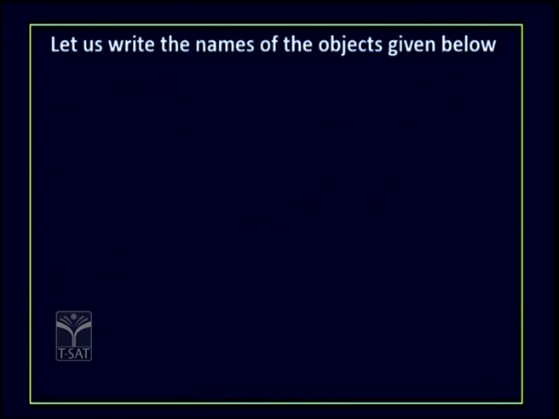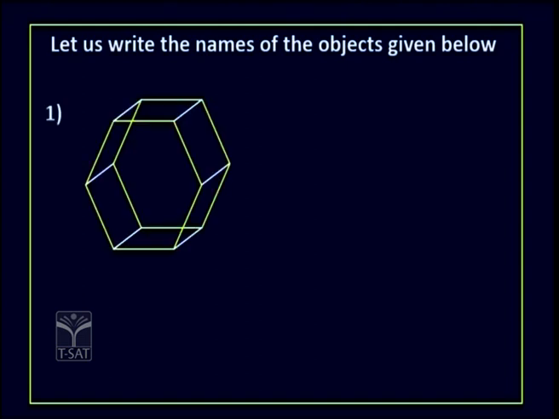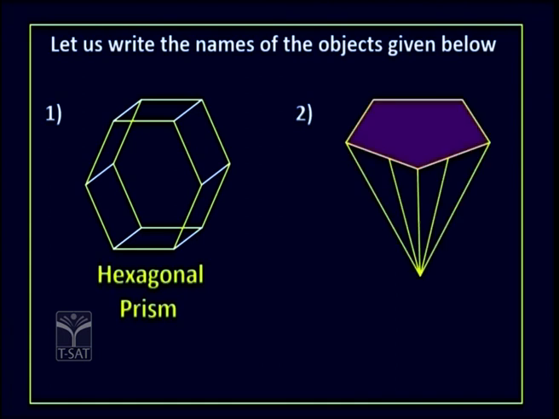Let us write the names of the objects given below. Children, this is the hexagonal prism. This is the pentagonal pyramid. How can you name this, children? Very simple. Count the number of sides and see whether it is a prism or pyramid. As it is a prism having 6 sides, we call it a hexagonal prism, and as it is a pyramid, because the vertex is there and the base is a polygon, having 5 sides, we call it a pentagonal pyramid.